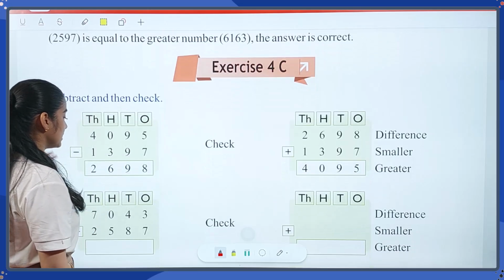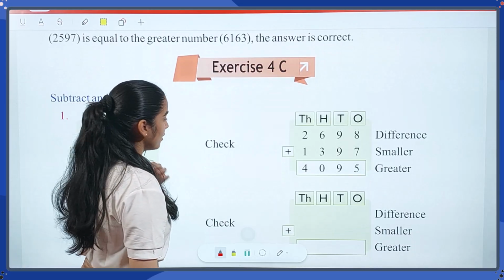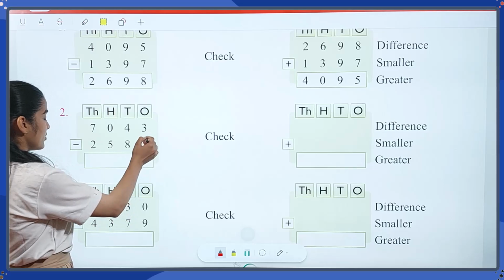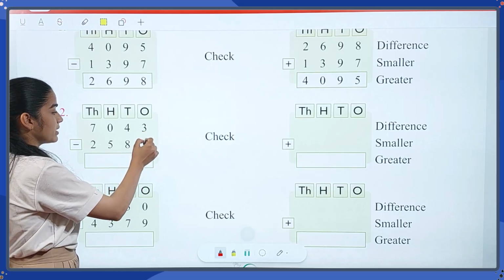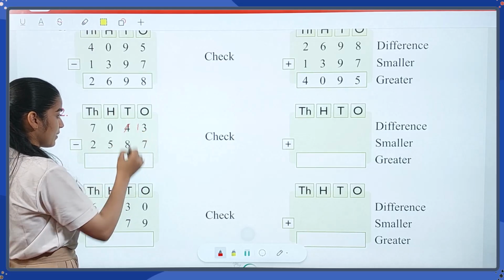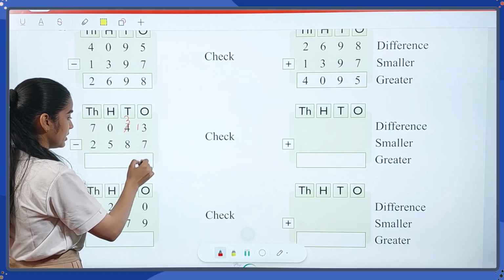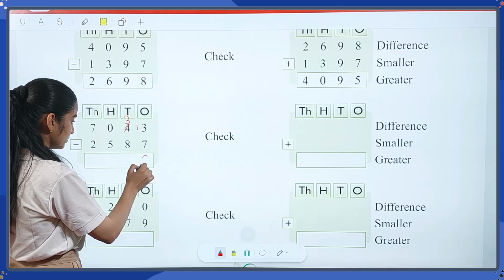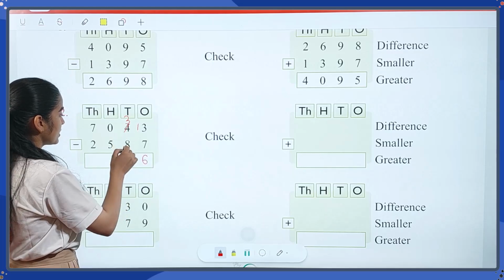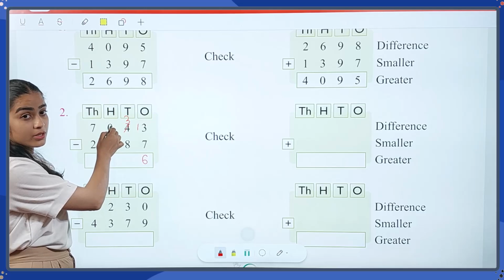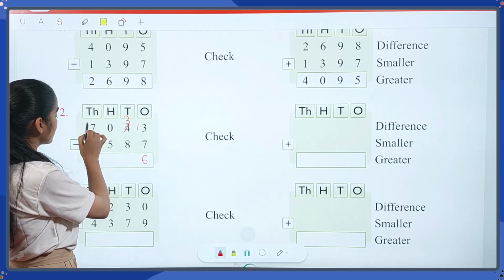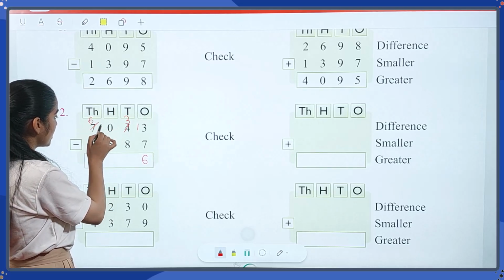So let's start it. So here we have, first we have to subtract it. So 3 minus 7, it's not possible. So we have to take a carry. It will be converted to 13. 13 minus 7 is 6. 3 minus 8 is not possible. The next number is 0. So how can we take a carry? We shift to the next number. It will be converted to 6. Then 10.